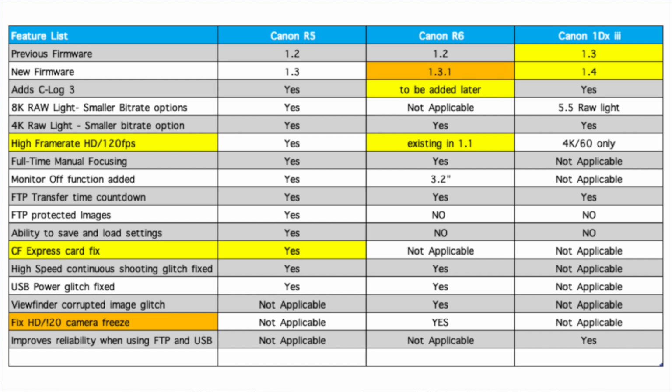We also have full-time manual focusing, and it's dependent on an update to some lenses as well, and I'll show you that later today. The addition of C-Log 3 to the Canon R5 should be followed in a later update to the Canon R6, because Canon have still committed to bringing C-Log 3 to that camera.